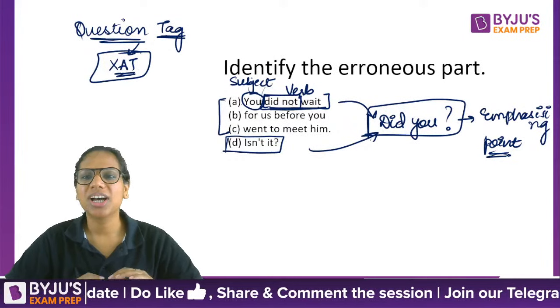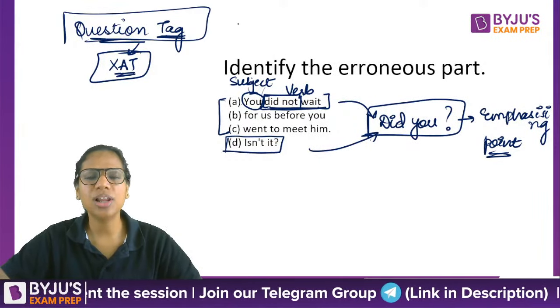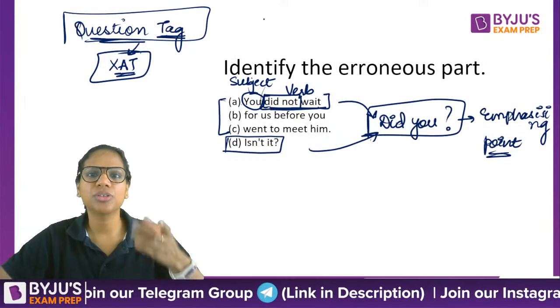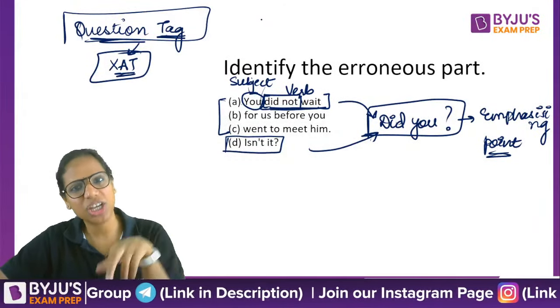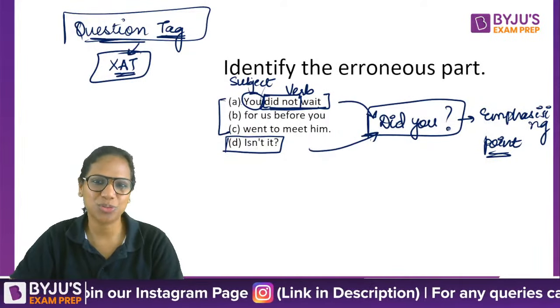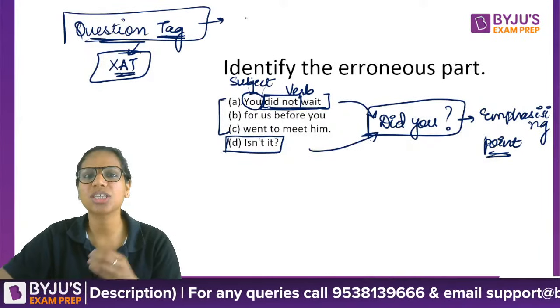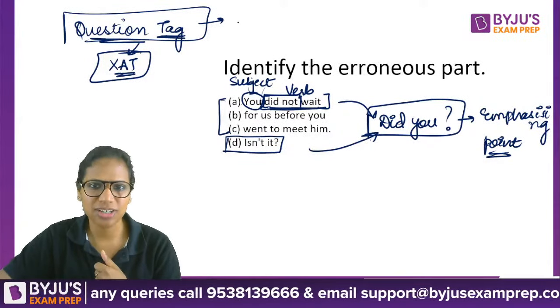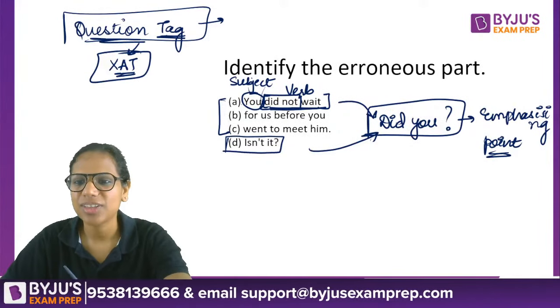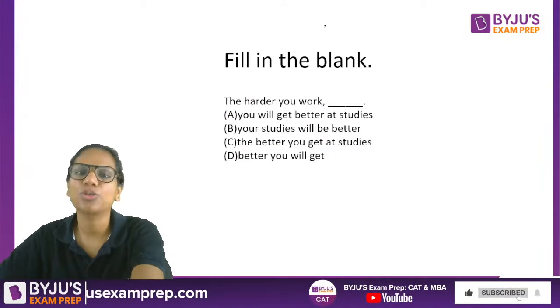I hope this is clear. This is question tag. Question tags follow this rule that the subject is repeated, the helping verb is changed, if it's negative the positive one comes, and then a question mark is put. There are a lot more rules related to question tags that you will come across in any standard grammar book. So this was about question tags. The previous one was about phrasal verbs.